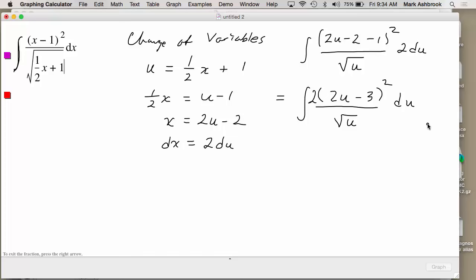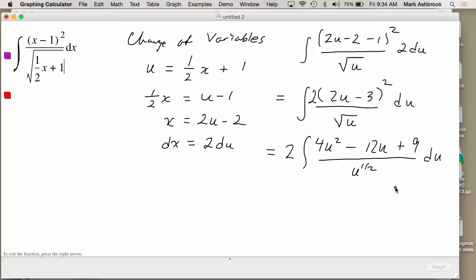We're going to multiply out the top, and what's going to happen? We're going to have a sum of terms. So we can put the 2 out front. That's fine. So 4u squared, minus 12u, plus 9. Someone said change it to u to the 1/2. That's fine. Do you see why this is helping? What can we do next?